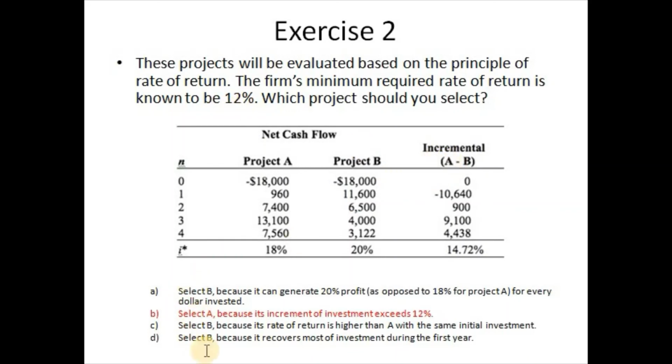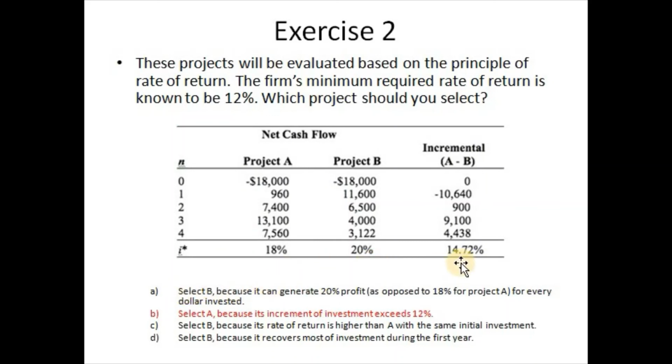So let's look at the options here. We have "select B because it will generate 20% profit as opposed to 18%." Now look here, it's tricky. They are saying that it's going to generate 20%. IRR of B is greater than IRR of A, so choose B. We never compare the IRR of the alternatives to each other. We only compare the IRR of alternatives to the MAR only. So this is tricky, okay?